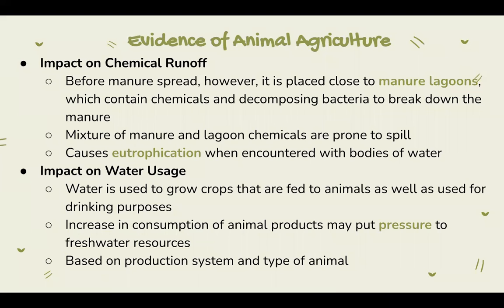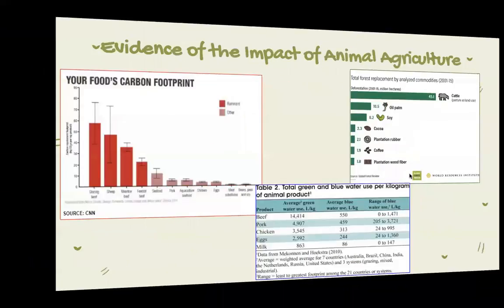And then another impact is water usage. Water is used to grow crops that are fed to animals, as well as for drinking purposes. The increase in consumption of animal products may put pressure on freshwater resources. This water usage is based on the production system, like intensive or extensive, and the type of animal that is being used for the animal agriculture.